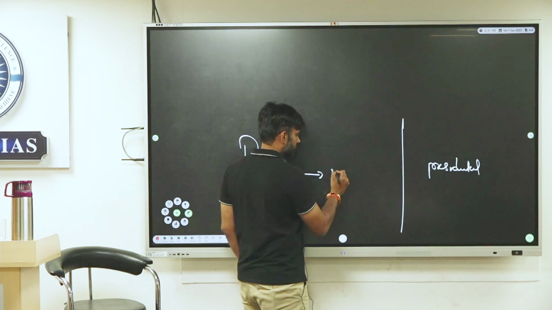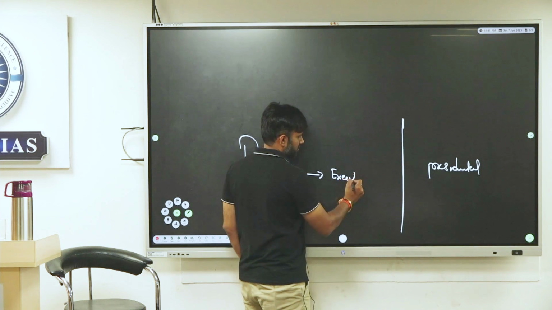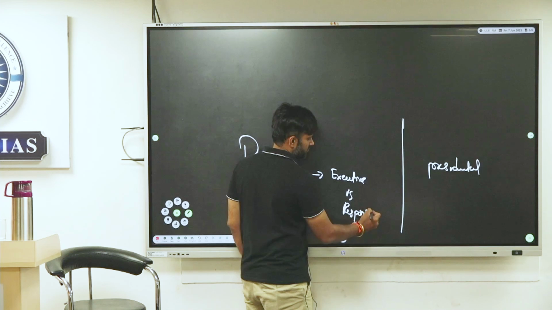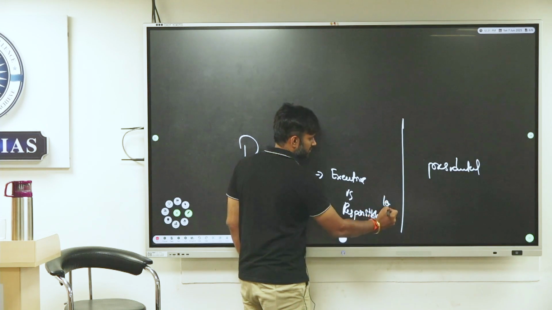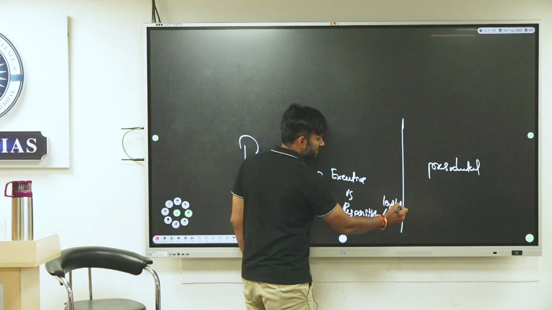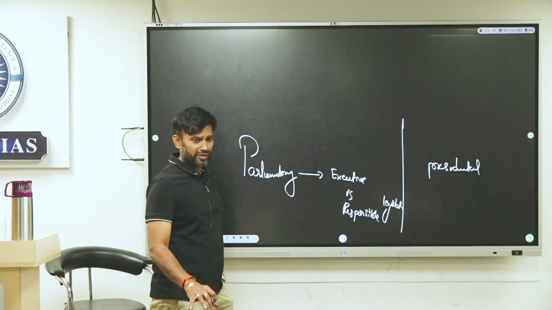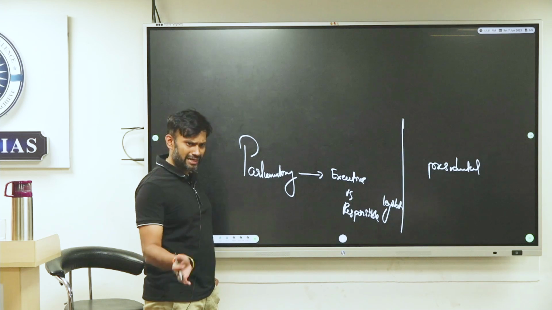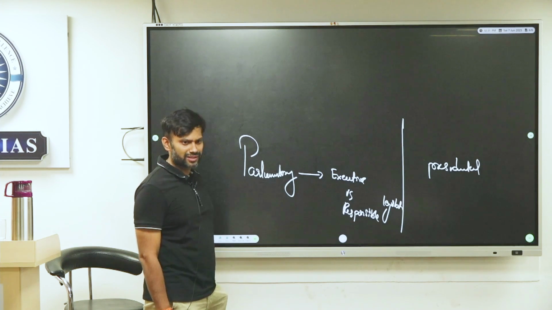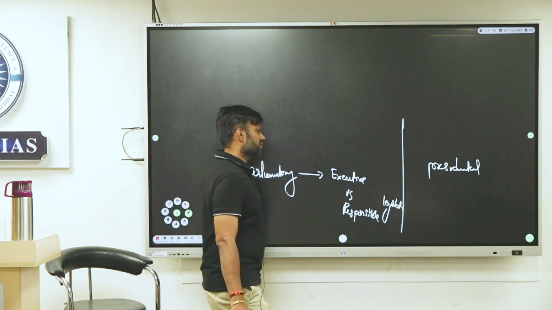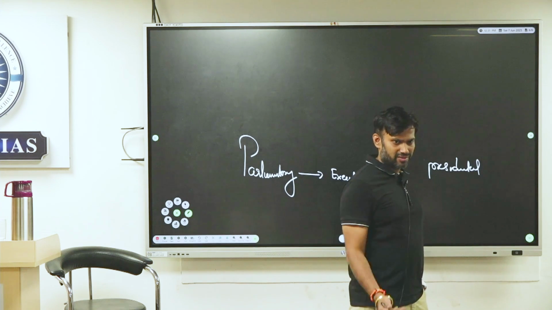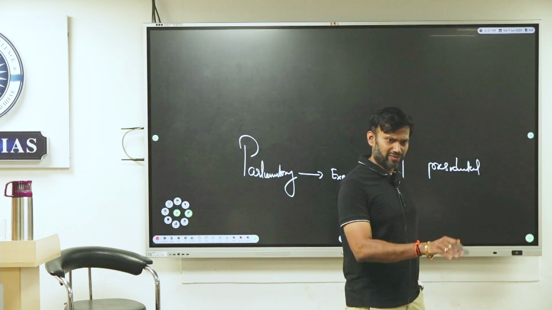the executive is responsible to the legislative, and the government is accountable to the parliament. Parliament has certain powers about controlling the government. For example, they can bring a no confidence motion. If the government loses majority in Lok Sabha, the government will have to resign.